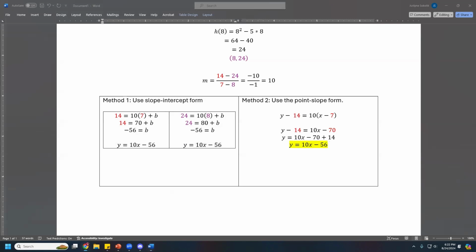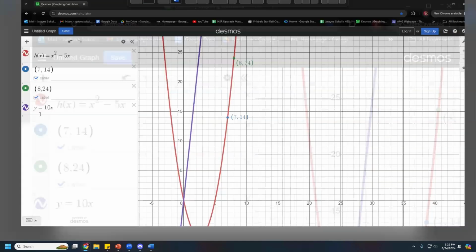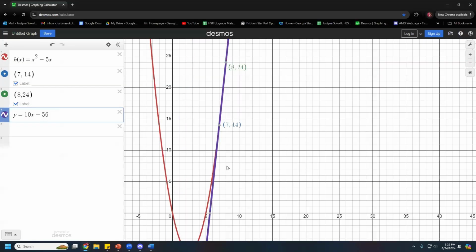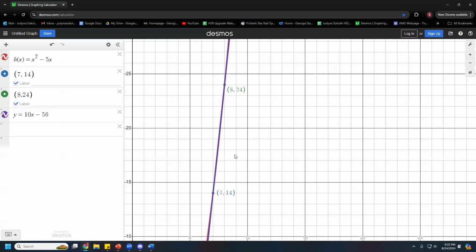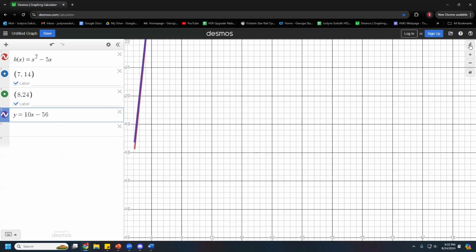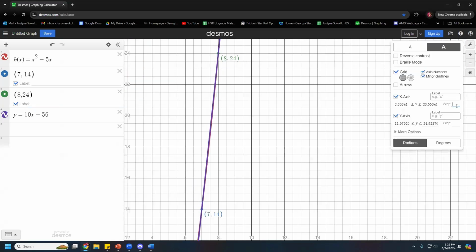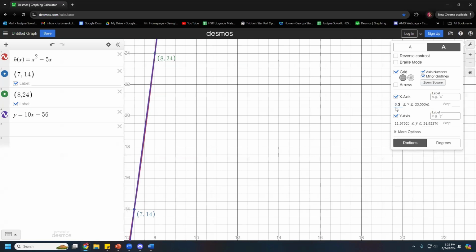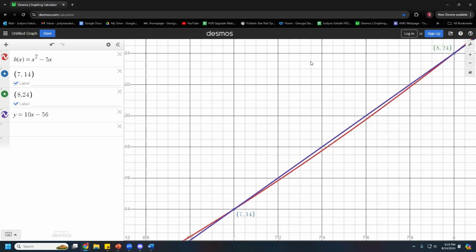And finally, let's double check using Desmos. If I graph the line 10x minus 56, sure enough, it cuts right through those 2 points. The line is pretty steep, so what I'm going to do real quick is just change the x scale. So I'm going to say my step size is 0.1. That fix it? Actually, I'm going to do, yeah, my x-axis should go from like 6.5 to like 8.1.